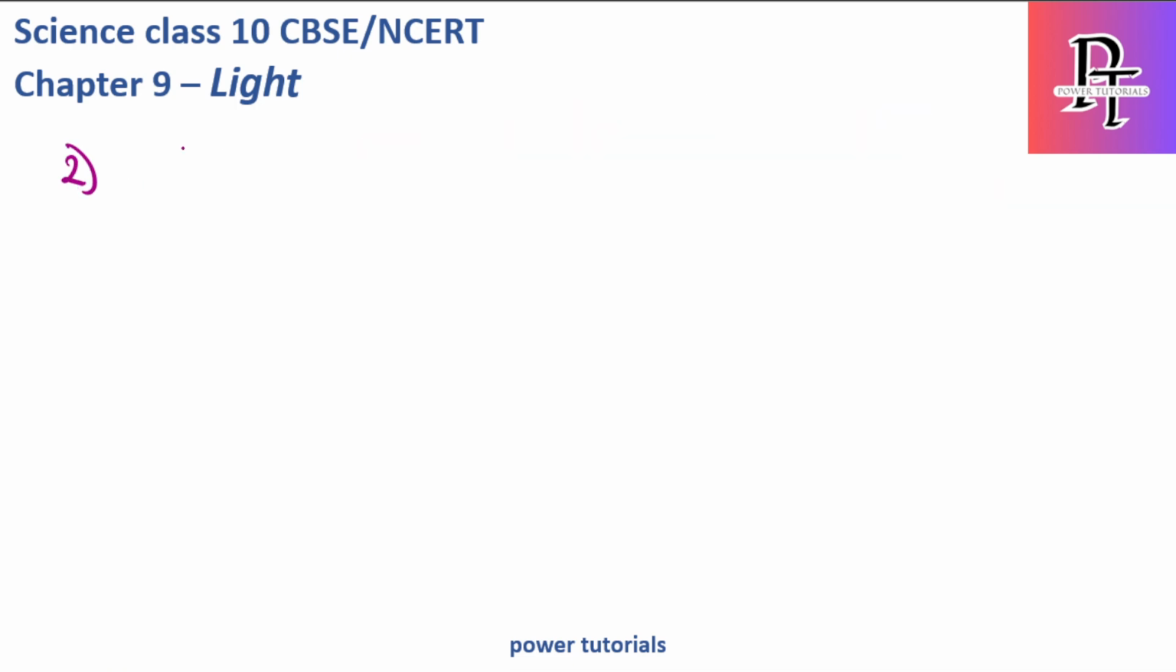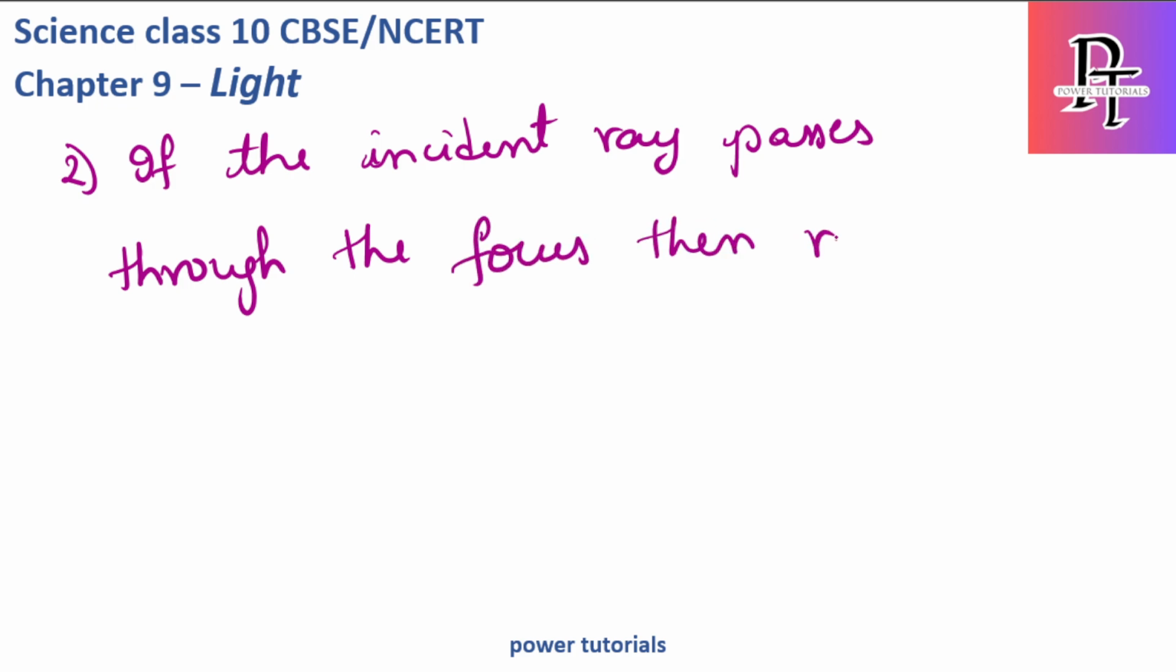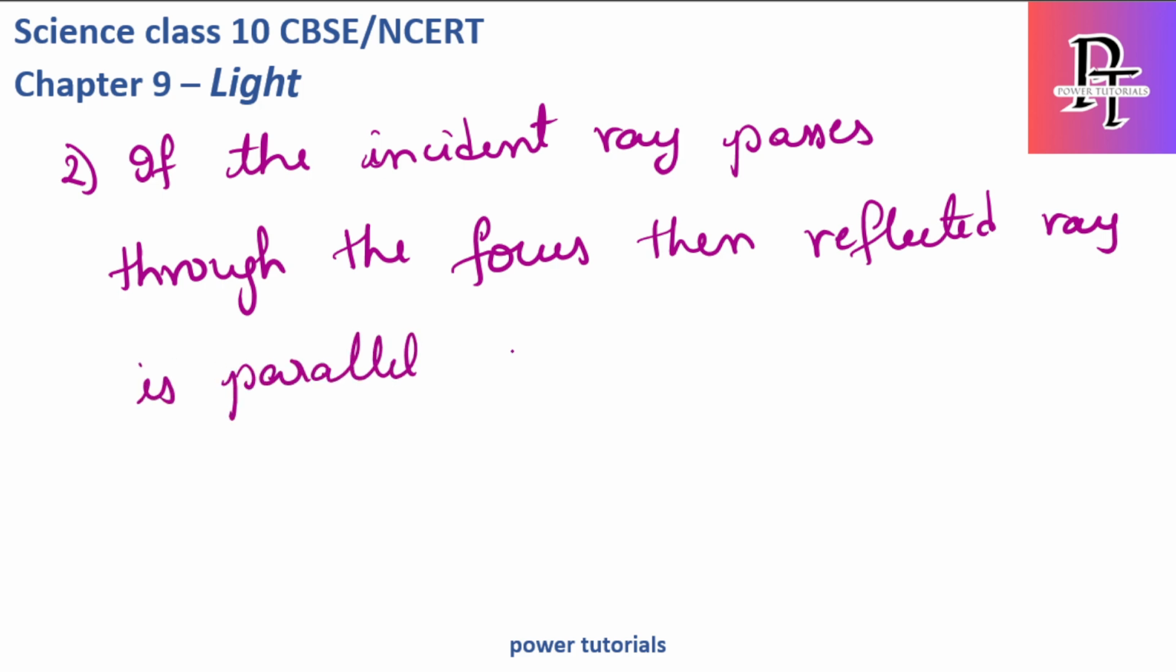So now we can just reverse this first point. If the incident ray passes through the focus, then the reflected ray is parallel to the principal axis.